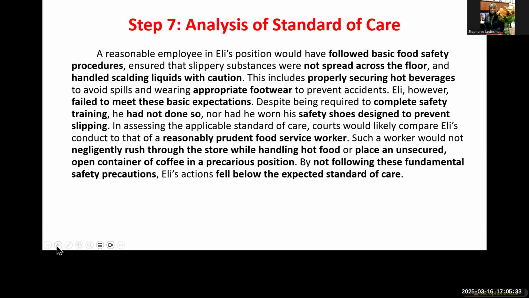In assessing the applicable standard of care, courts would likely compare Eli's conduct to what? A reasonable person? Yeah. A reasonably prudent food service worker. That's almost like a professional, right? Such a worker would not negligently rush through the store while handling hot food or place an unsecured open container of coffee in a precarious position. By not following these fundamental safety precautions, Eli's actions fell below the expected standard.